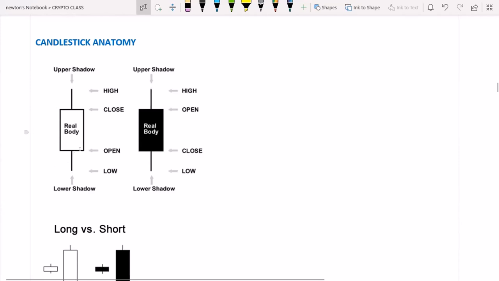Now, we have the real body of the candle. This is the real body of the candle. And these two lines called the shadow, there's another name for it. It's called a wick, that's W-I-C-K, okay? So they represent the high and the low of the candle, okay? That's the highest point a candle gets to at a particular point and the lowest point a candle gets to at a particular point.